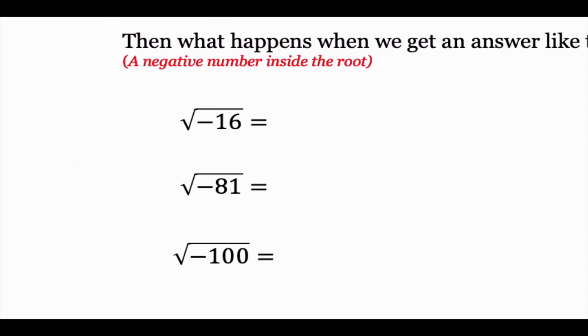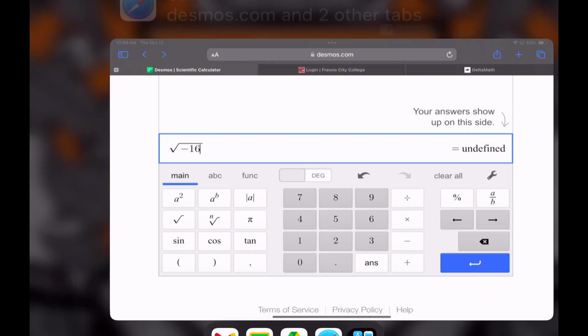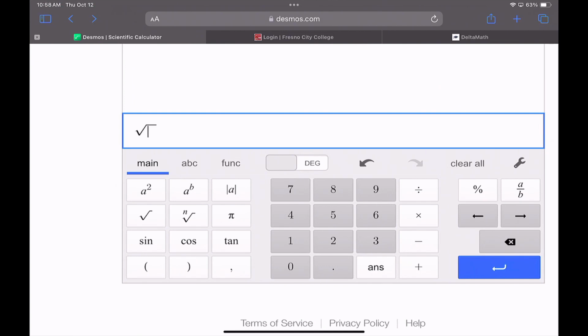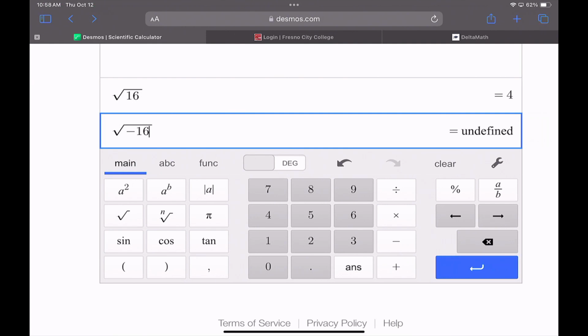Today, your calculator won't help you. Like if you put this, watch, I'll show you. If I put the square root of 16, 4. You guys just said that, right? But what happens if I change it a little bit? My calculator says, nope, can't do it. Undefined means I can't do it. There is no number that exists that will make the square root of negative 16.